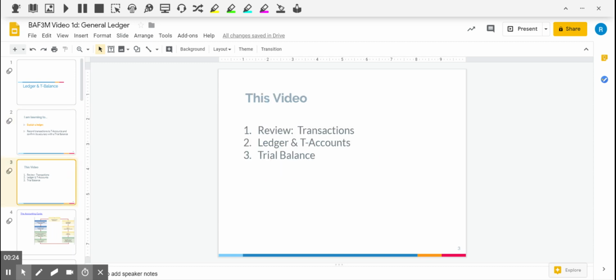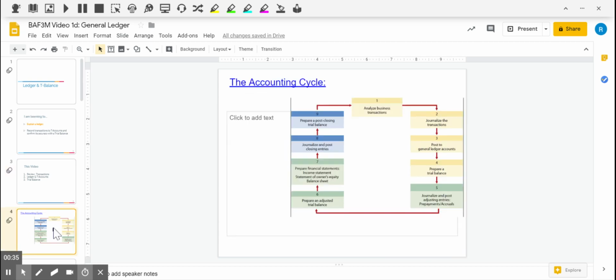This video is going to be a quick review of transactions, which won't be long, then ledger and T accounts, and then we'll make a trial balance to confirm that our T accounts are done correctly. These are not terms you're expected to know yet. That's the purpose of this video, to introduce them.